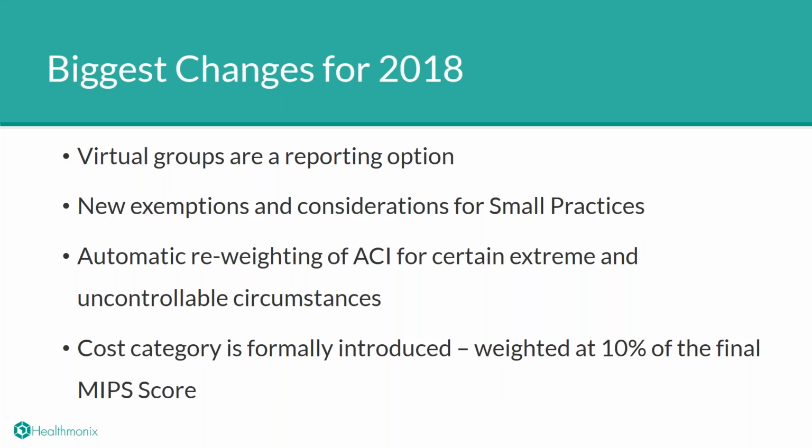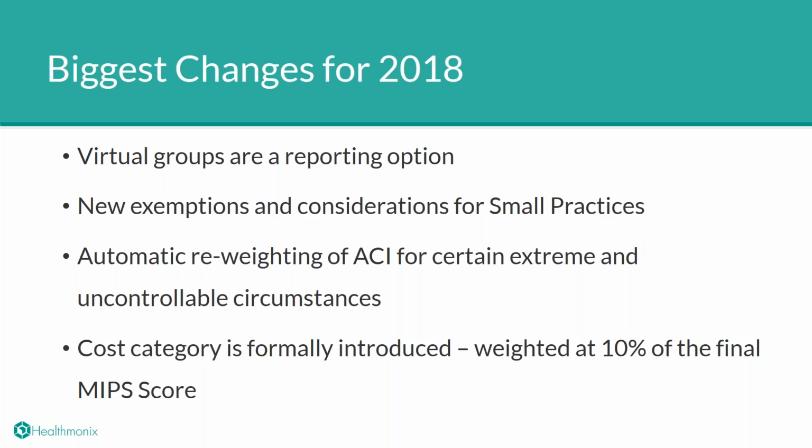As I mentioned, there are new exemptions and considerations for small practices, again in line with what I mentioned regarding CMS really taking to heart the feedback they received that MIPS is difficult for smaller practices and finding ways to make it easier for them to participate and be successful. The automatic reweighting of the Advancing Care Information or ACI performance category for certain extreme and uncontrollable circumstances. We'll define what those circumstances are and share how that reweighting occurs.